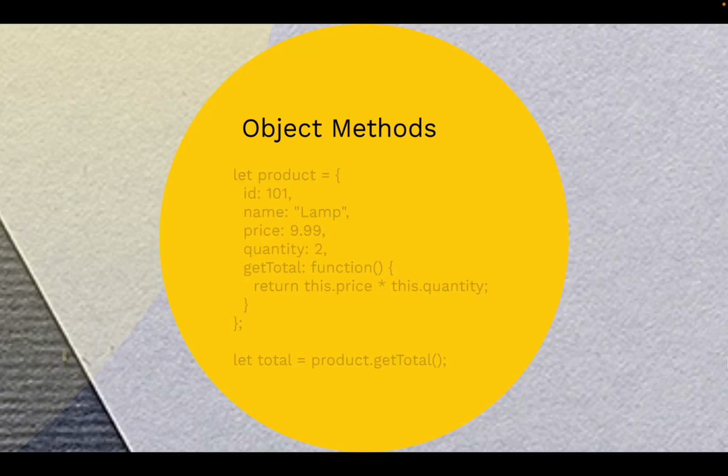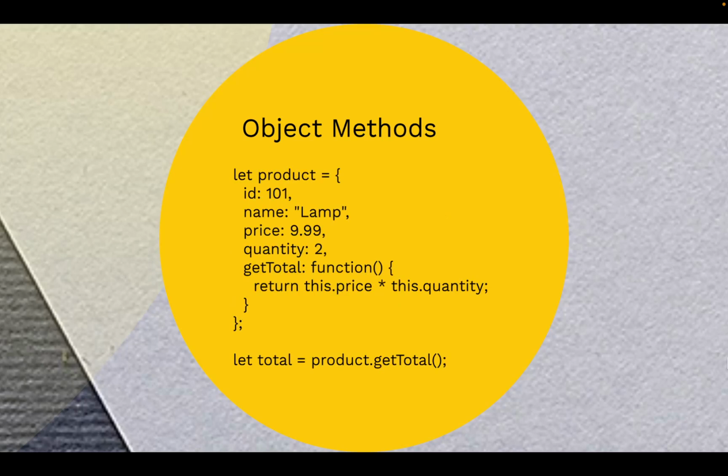Let's take a look at the following product object. In this case, the getTotal method uses a this keyword. The this keyword refers to the object itself. So inside the product object, this.price would refer to the product price, and this.quantity would refer to the quantity, the product.quantity, which would result in total getting the 19.98, which is what those two are multiplied together.